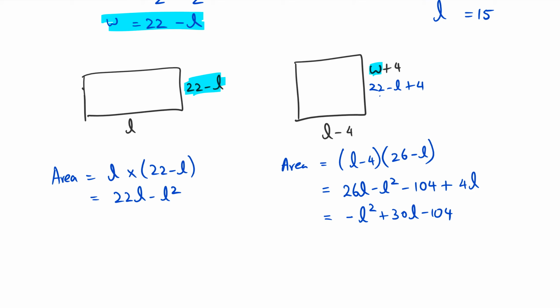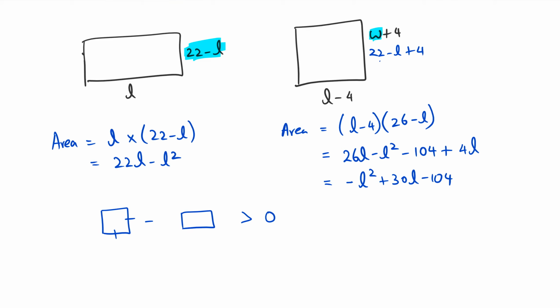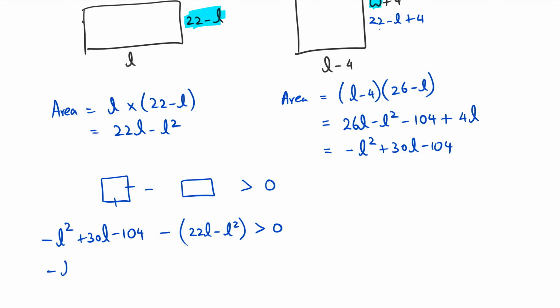Okay, so now what we want to try and see is for what values of L, when I take the square minus the rectangle, is it going to be greater than 0? So in this case, I've got minus L squared plus 30L minus 104, which is the square's area function, minus the rectangle, which happens to be 22L minus L squared, which is greater than 0. So we've got minus L squared plus 30L minus 104 minus 22L plus L squared is greater than 0.